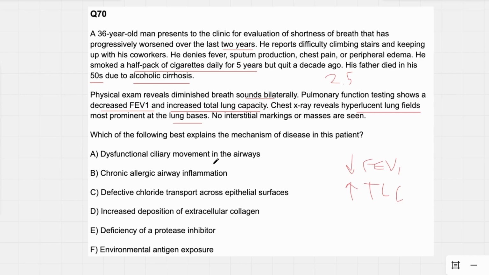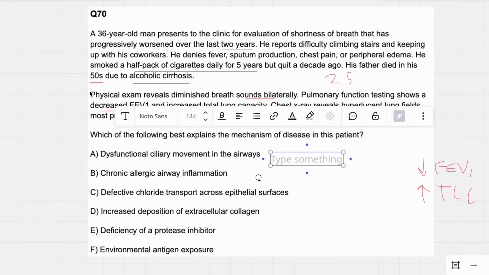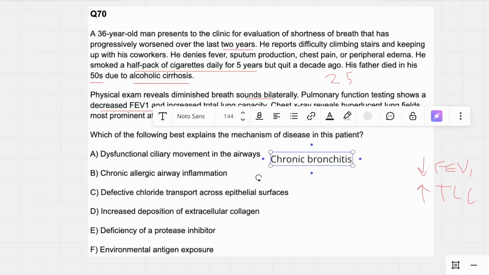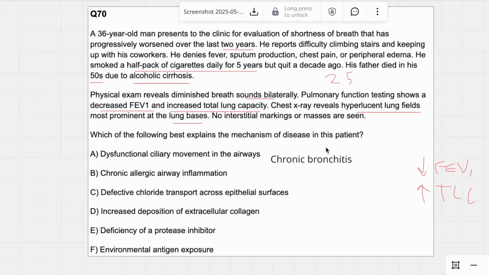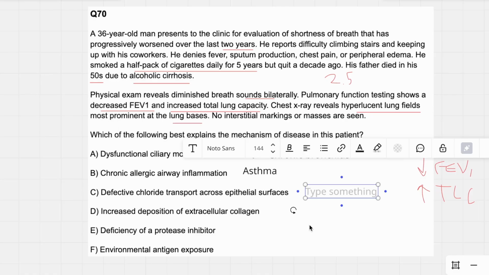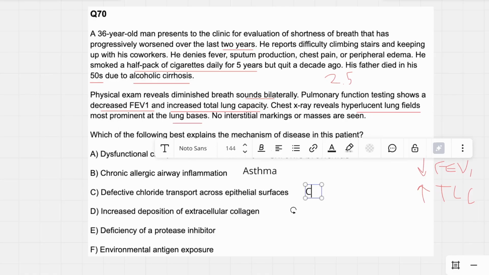Dysfunctional ciliary movements in the airways. Actually, you know what? Why don't we start by labeling these? Dysfunctional ciliary movement in the airways sounds like chronic bronchitis. Something preventing the cilia from working would be chronic inflammation of the bronchi, which is where you're going to see a lot of cilia and mucus cells. Chronic allergic airway inflammation. Is this asthma? This one's asthma. Defective chloride transport. This one we should know right away as cystic fibrosis.